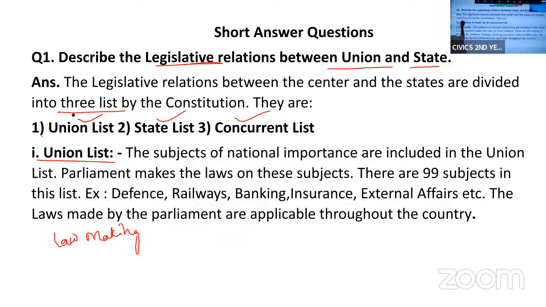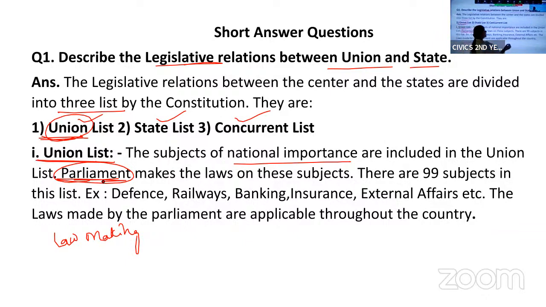With this word union, you can easily write the matters which are of national importance. The matters which are of national importance fall under the union legislature. What is union legislature? That is our parliament. On the subjects which are of national importance, the parliament has the power to make laws.